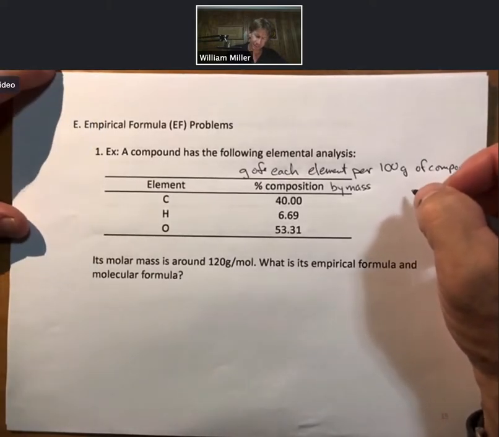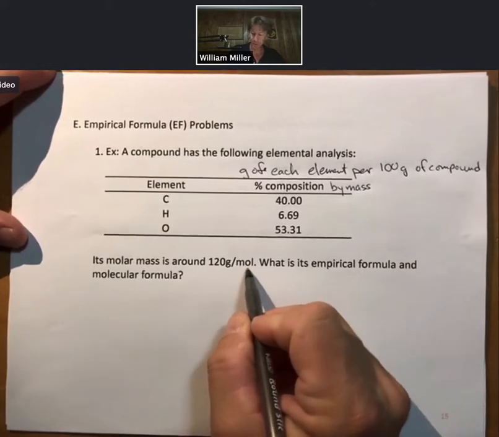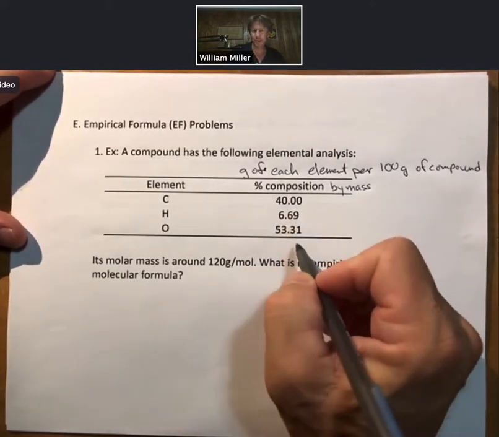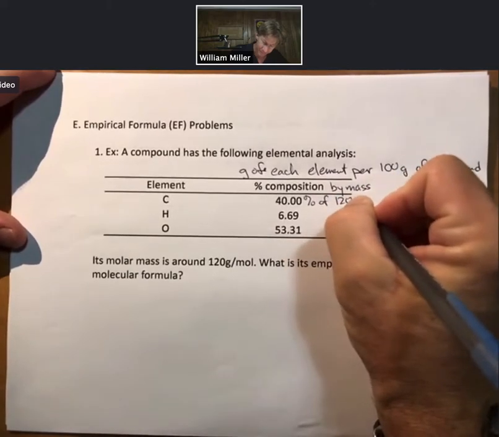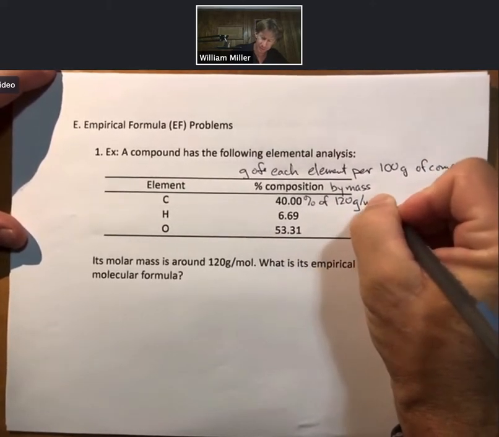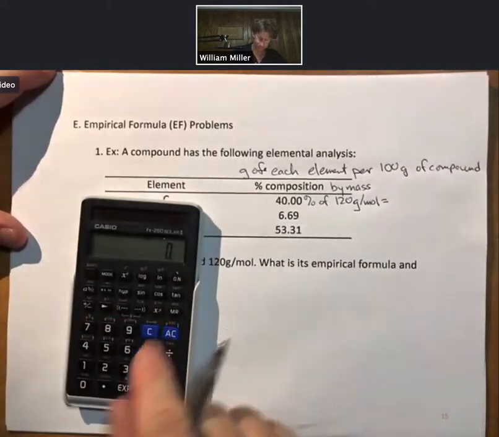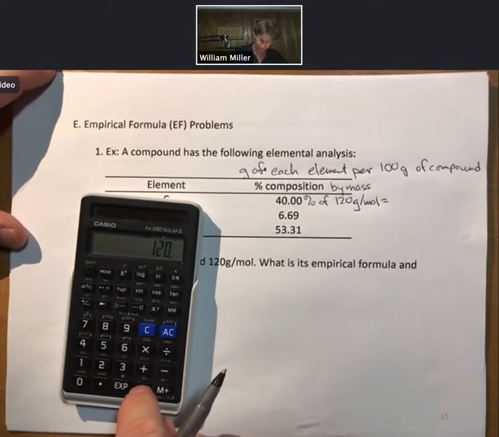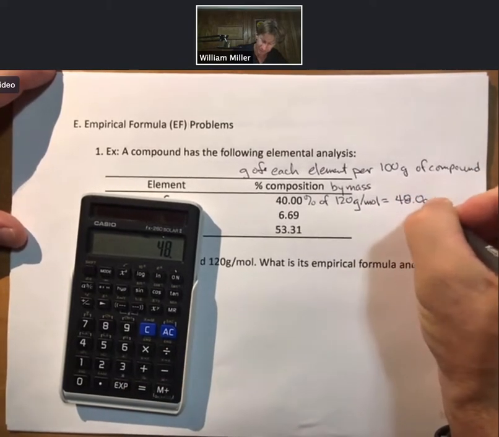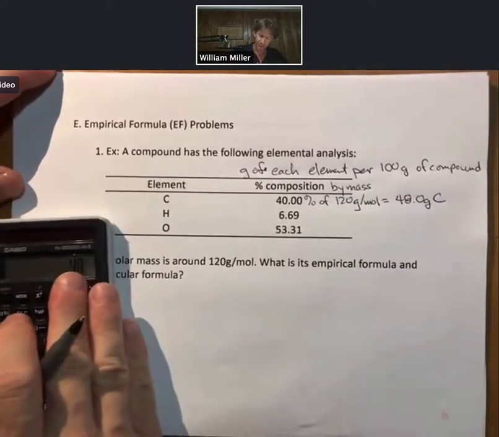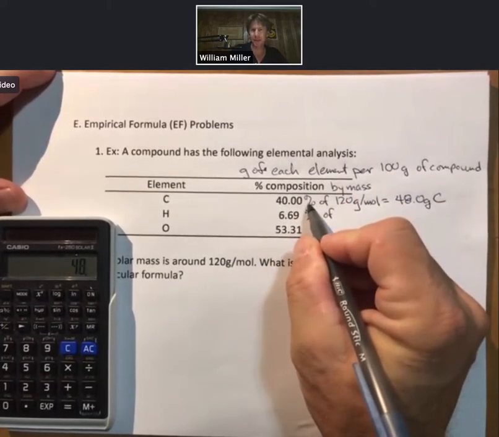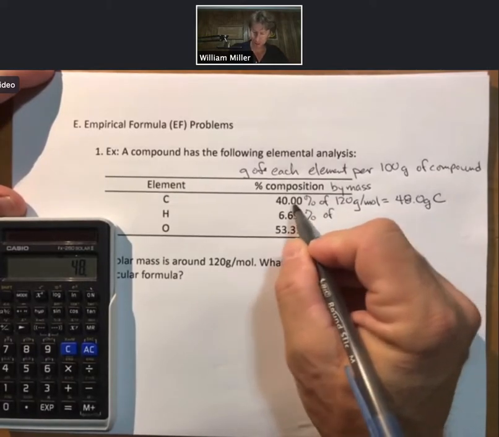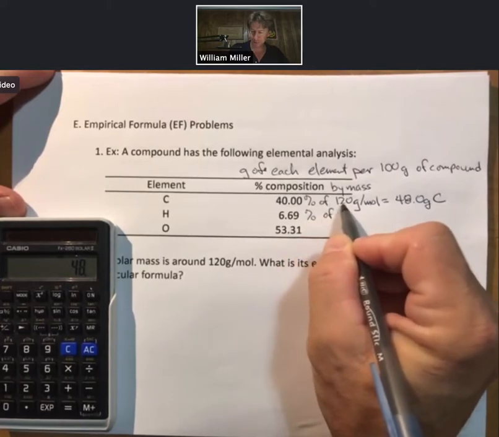Another way of looking at it is if we know that the molar mass is around 120 grams per mole, and 40.00% of that is carbon, then 40% of 120 grams per mole would be 48 grams of carbon. So we can do likewise, where 40% means the percent means divide by 100. Of means times, and so 40 divided by 100 times 120.